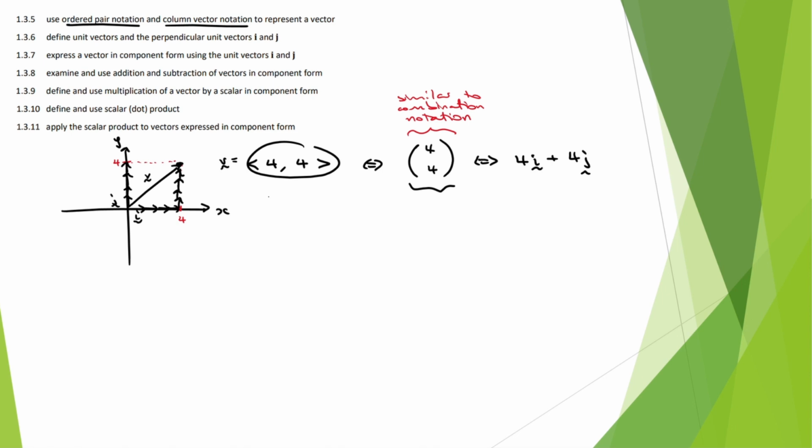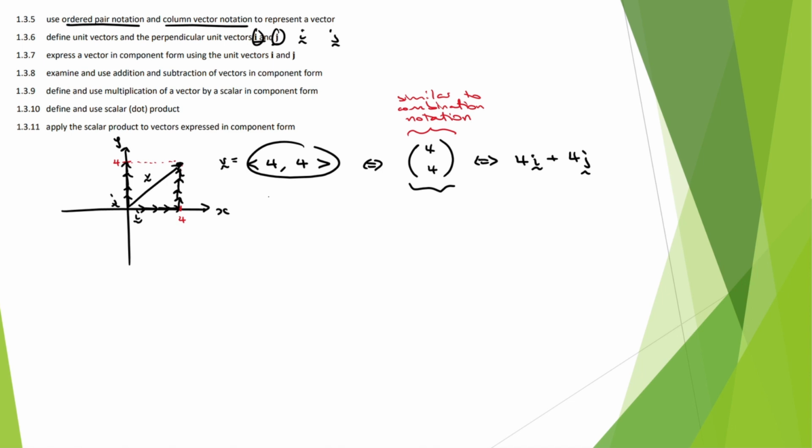I have also defined the unit vectors i and j. As you can see here, I represent vectors with bold notation, but if I am writing them, I write them with a tilde, i and j. I can also express a vector in component form using the unit vectors. Basically, this ordered pair notation, column vector notation, 4i plus 4j, or whatever the coefficients are, all mean the exact same thing, and they are different ways of denoting a vector.